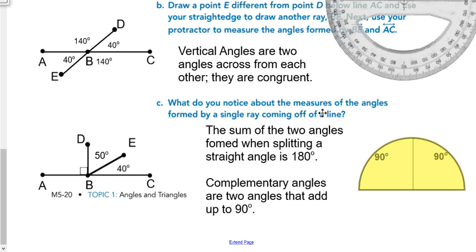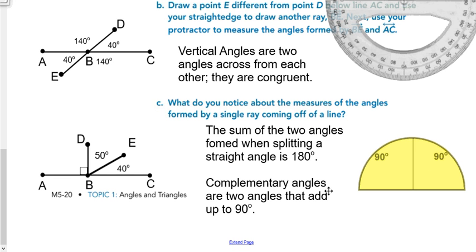So what do you notice about the measures of the angles formed by a single ray coming off a line? So if it's a single ray coming off a line, the sum of the two angles formed when splitting a straight angle. So notice, let's look at this protractor, and notice how it's a straight angle. It's a straight line, straight angle, which is 180. So the sum of the two angles added together should be 180.